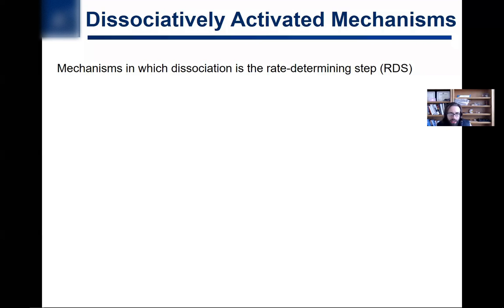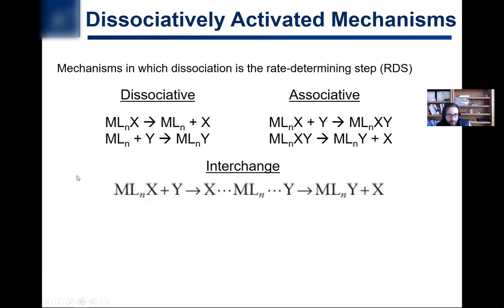Okay, so now we can talk about the dissociatively activated mechanisms. So these are mechanisms of ligand substitution reactions of metal complexes in which dissociation is the RDS, the rate determinant step. And so remember, we have three broad classes of mechanisms: dissociative, associative, and interchange. And all of these can have different flavors. If they are the dissociatively activated flavors, they'll have different RDSs, right?